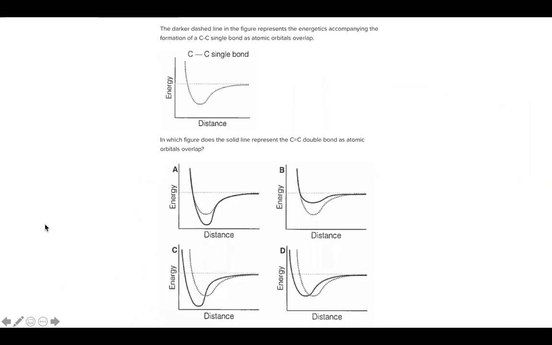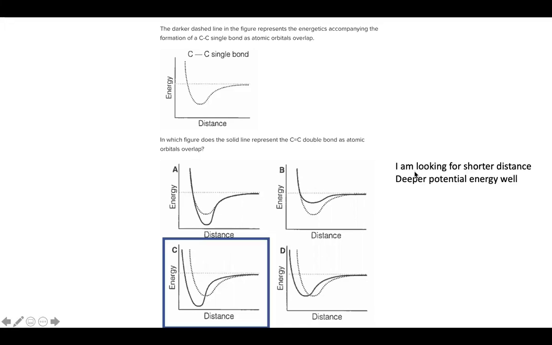Another topic within chapter 8 was interpreting these energy well diagrams. This one says this dashed line corresponds to a carbon-carbon single bond, and now it's asking which of these could correspond to a carbon-carbon double bond. My analysis: a double bond is a shorter bond than a single bond. It has a deeper potential energy well. It has a higher bond enthalpy. Those are the comparisons I'm making here.